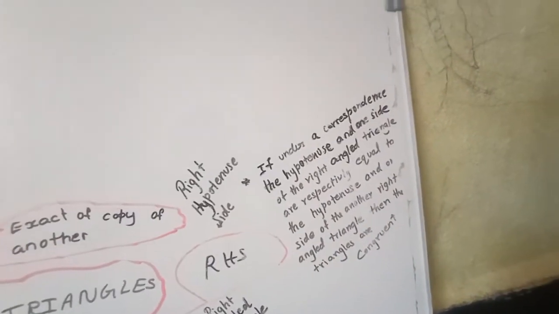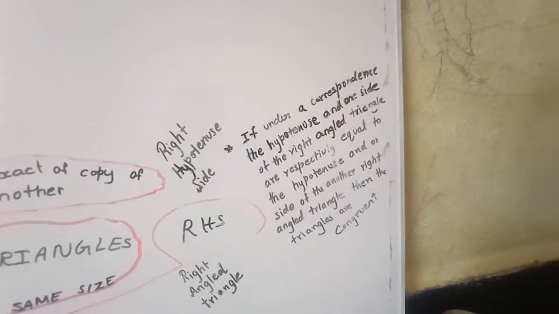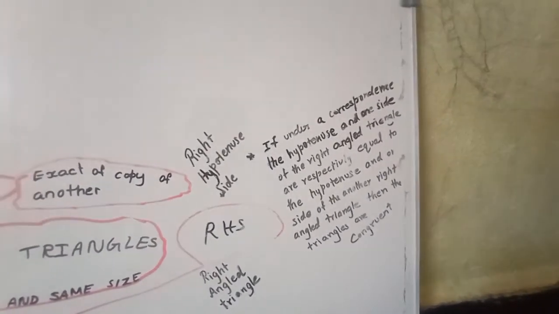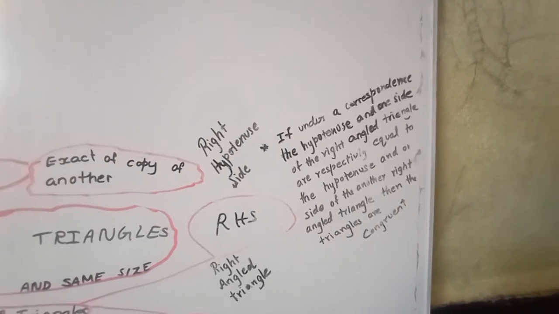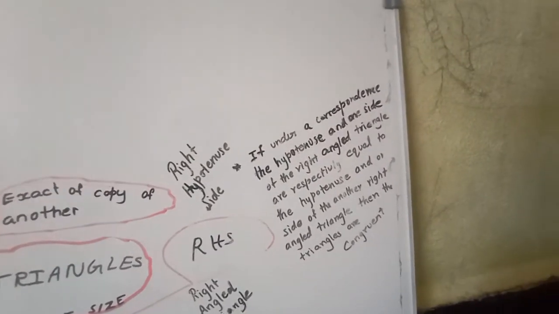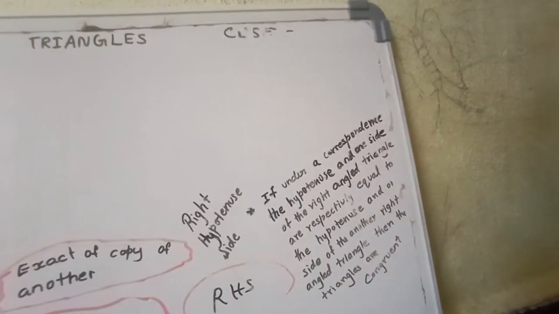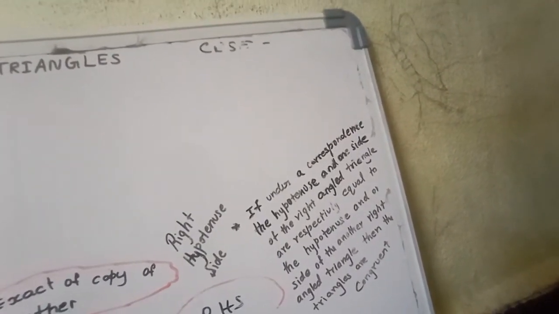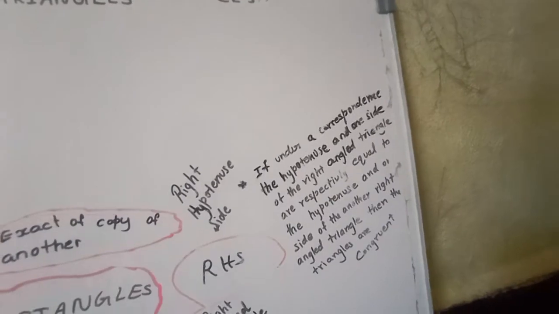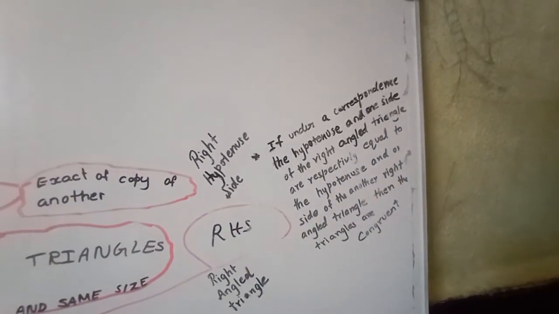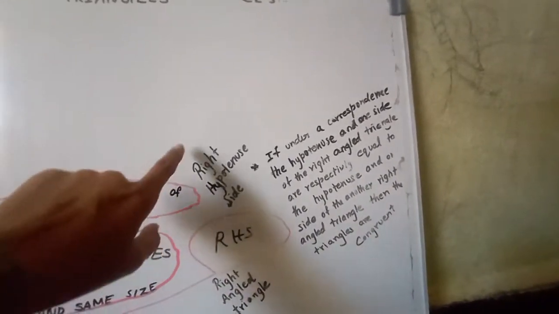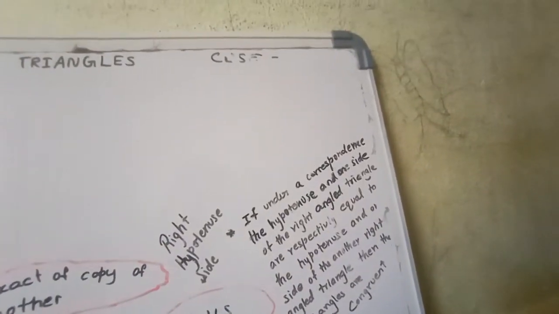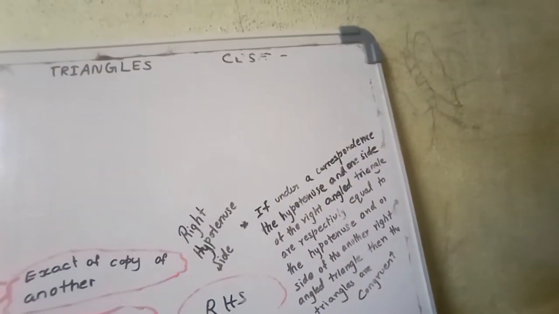The next one is RHS. What do we mean by RHS? Right angle, hypotenuse, side. RHS means right-angled triangle. R indicates right angle, H indicates hypotenuse, S indicates side.